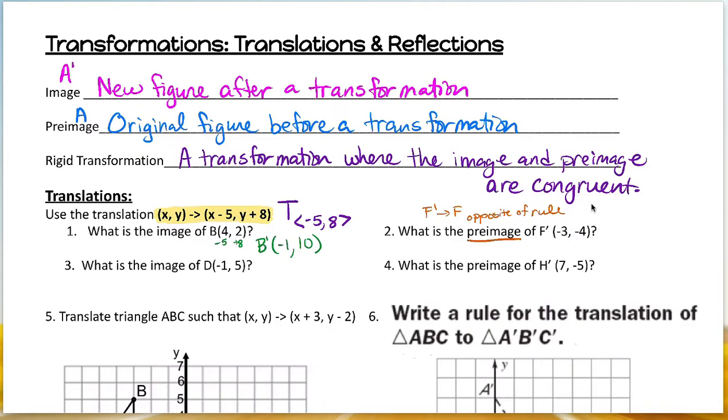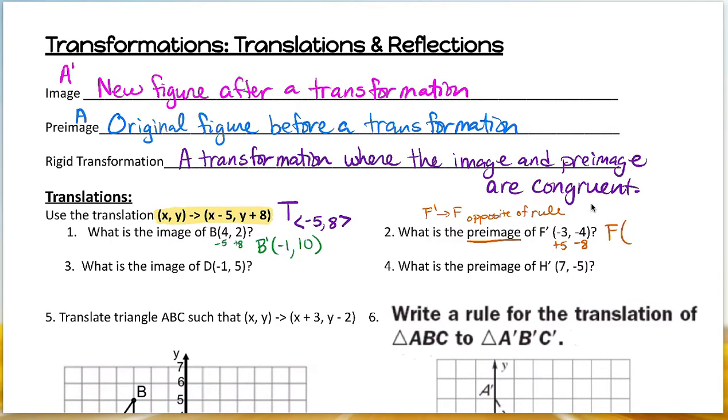So the opposite of the rule here, the rule was subtracting 5 from the x, so we will be adding 5 to the x. And the rule was adding 8, so we're going to subtract 8. Just doing the opposite of the rule to find the original point. -3 plus 5 is 2, -4, and -8, -12. And so that is the original point F. And the notation for that is just not having the prime after it. But those are the answers.